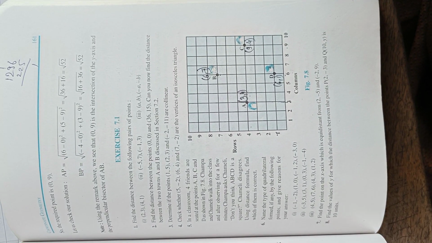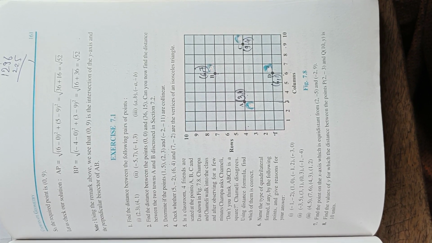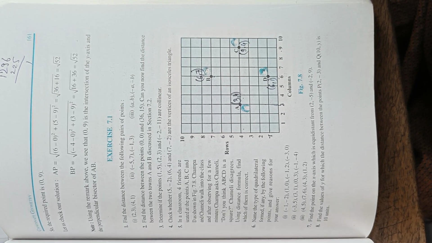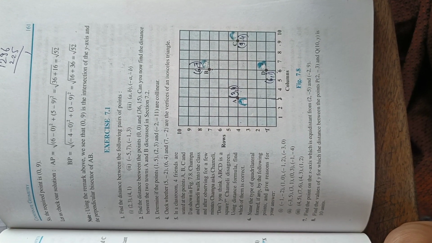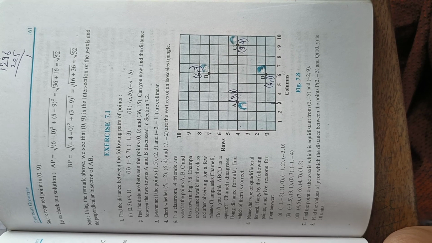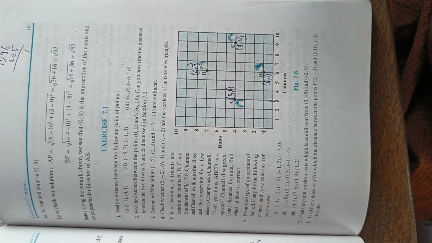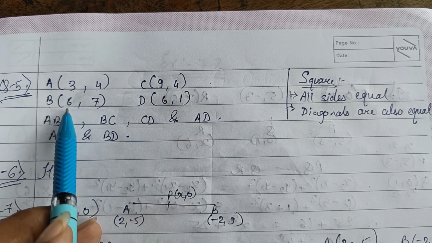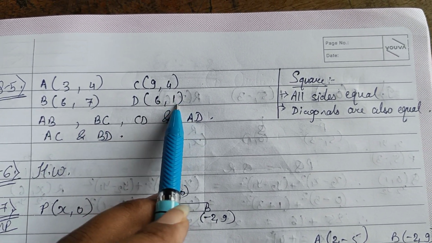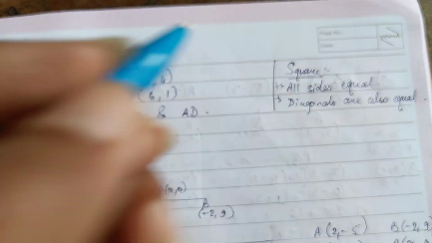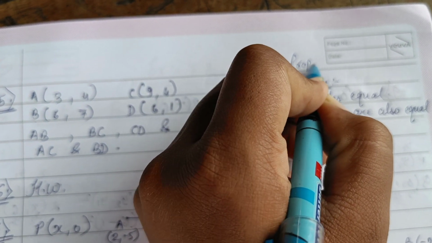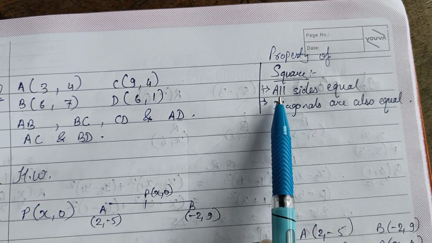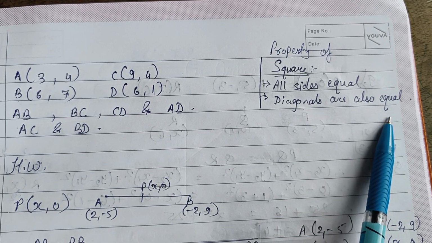Now you are provided with the coordinates, so just directly find out whether this is a square or not. How will you find out? By using the property of a square. What is the property of a square? All sides are equal and all diagonals are also equal. See, A is (3, 4), C is (9, 4), B is (6, 7) and D is (6, 1).